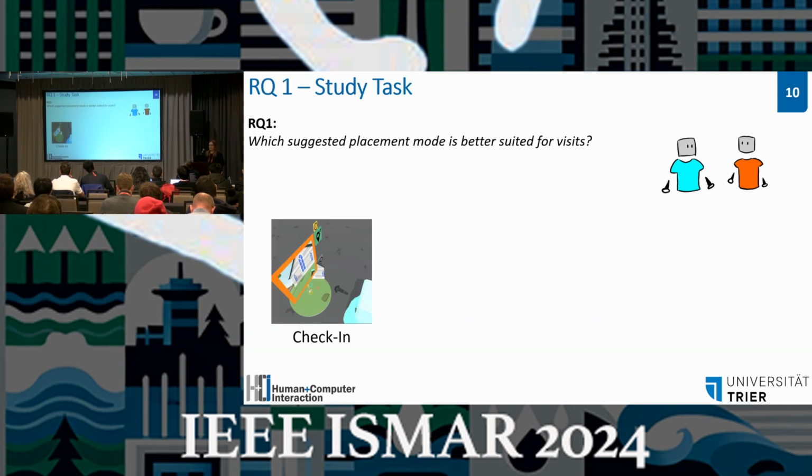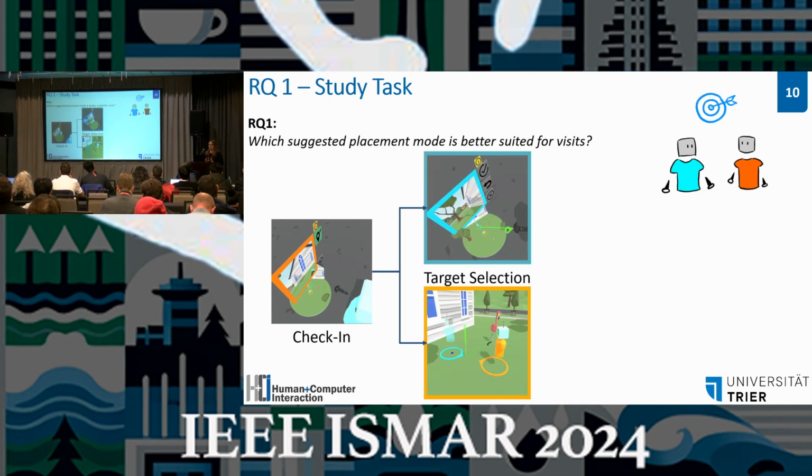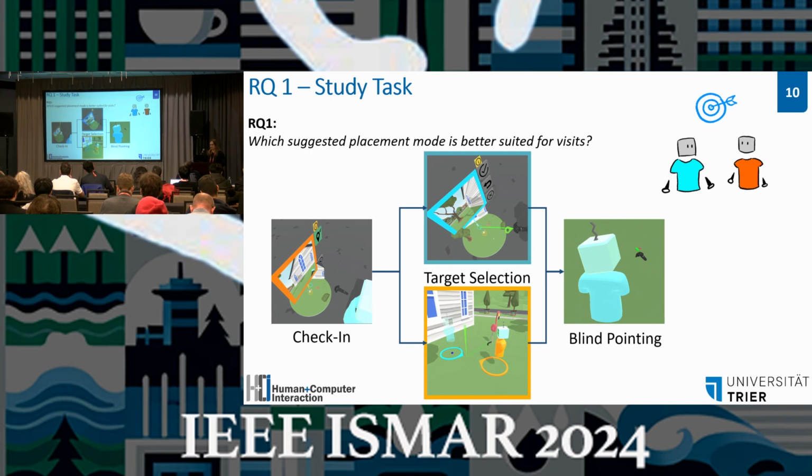To answer RQ1, we used a reduced task that had users start in the check-in phase, place the visiting user at a predefined target point using one of the 2 placement methods, and ask the participants to perform orientation tasks after the target had been confirmed.